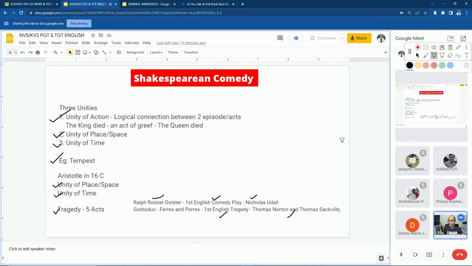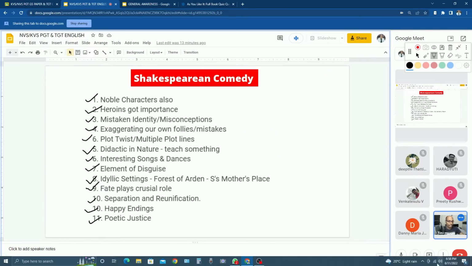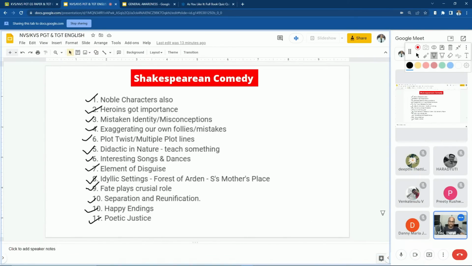So quickly let us recapitulate what we have learnt today in this class. We have 2 more minutes. We will complete today's English literature. Then without leaving the class, we will move to the general awareness class. So in this class, we discussed Shakespearean comedy features.